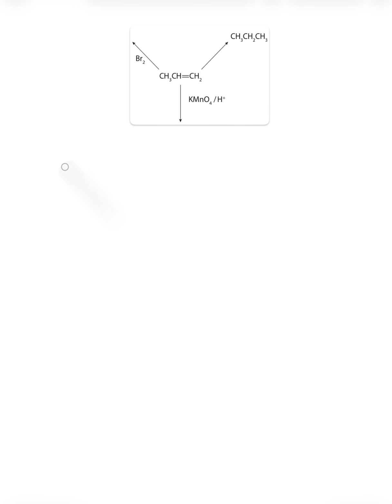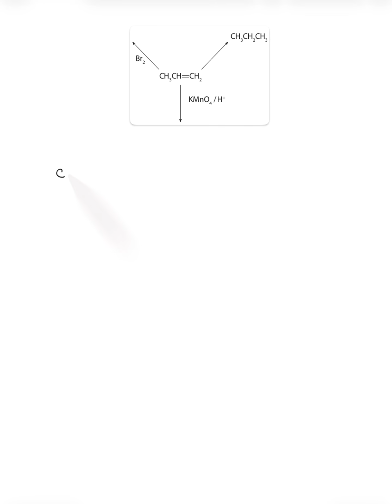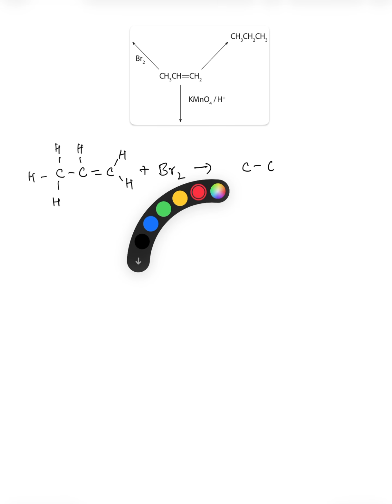So first of all, if we want to write down what happens over here, we need to write down the molecule. So we have a double bond, hydrogen, hydrogen, and rest of the hydrogens over here. And when the bromine actually reacts, the double bond actually breaks. And let me draw it with another color so you can understand.